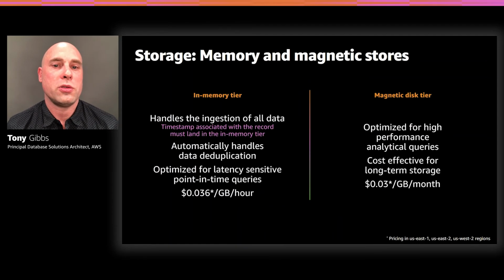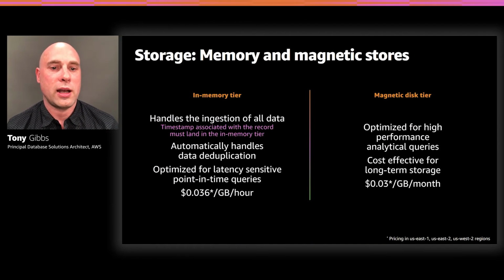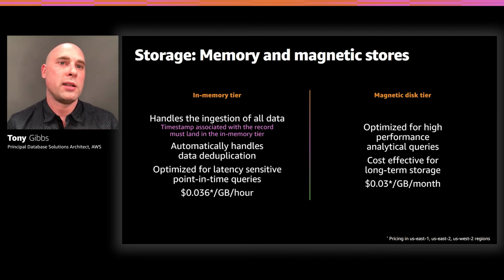So let's touch on the memory and magnetic stores here. These are 2 storage layers. I talked a little bit about them, but what I'm going to touch on here is where you use each of these and why. So the in-memory tier handles all ingested data. So data has to land within our in-memory tier. That means if you have a record and the timestamp associated with that record was, say, 25 hours ago, and you configured the in-memory store for 24 hours, that data would be rejected. So the data does need to land within the in-memory store.